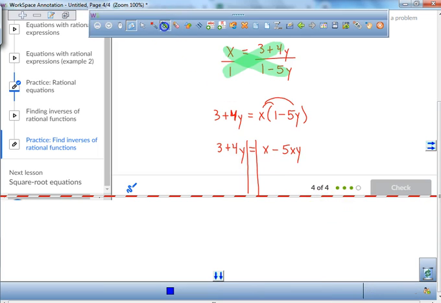So now we've got to think about where our y's are. We've got our y's right there. We've got our y's right there. We've got to get them all together to one side.